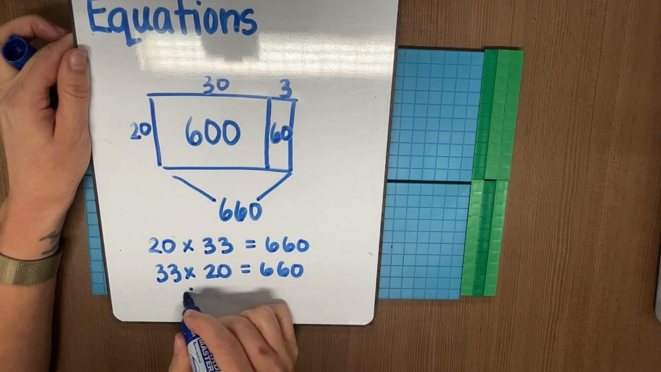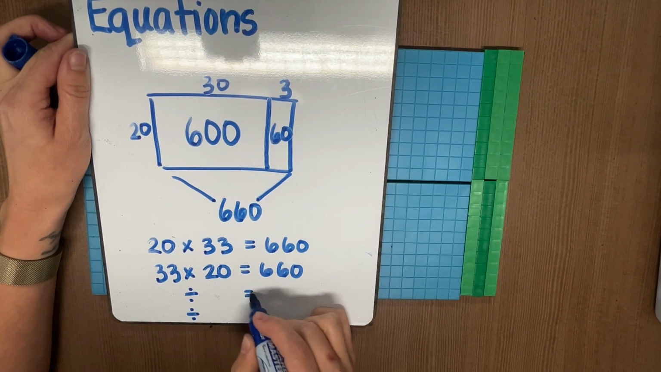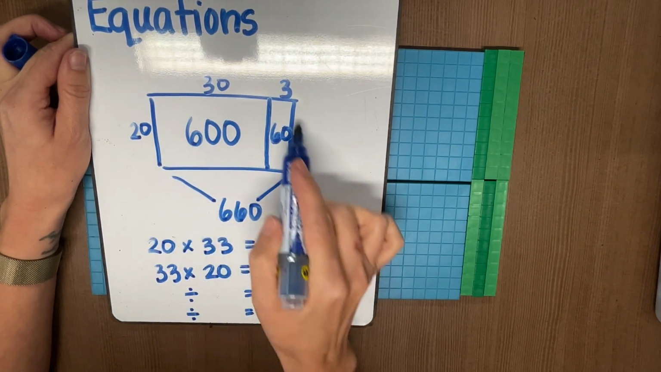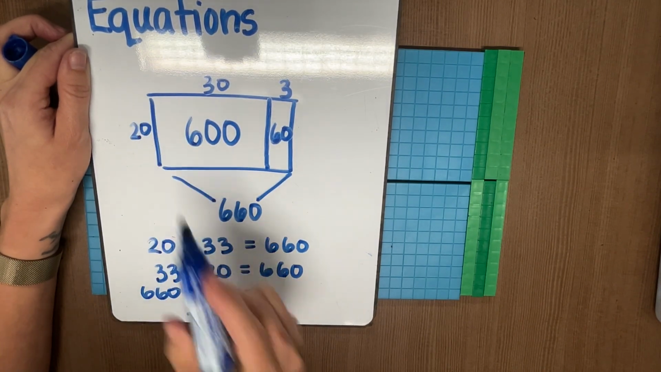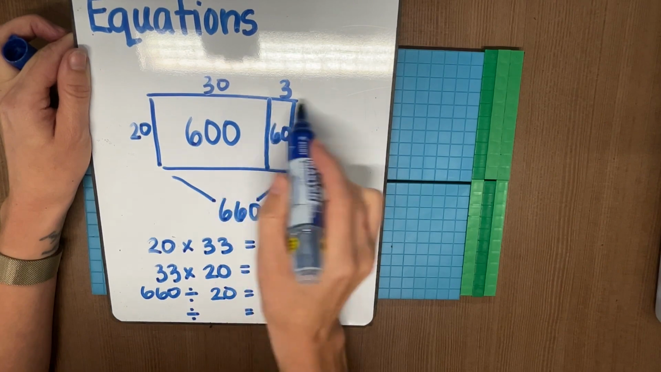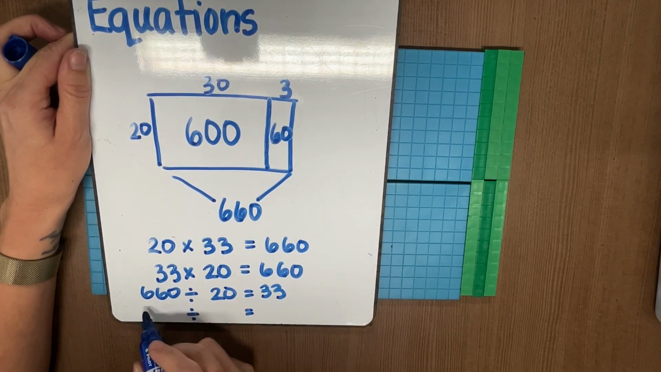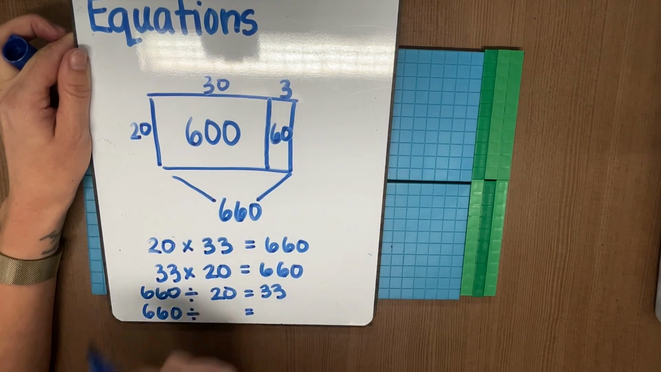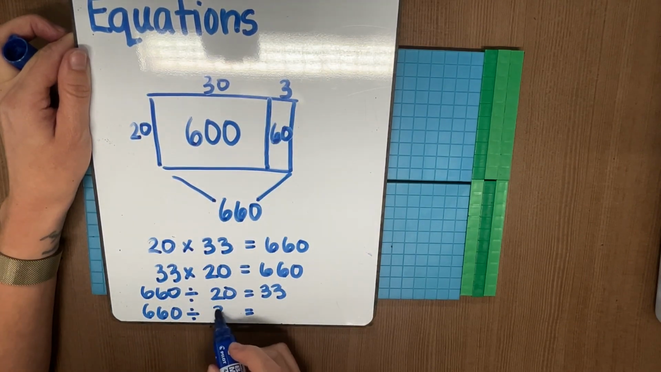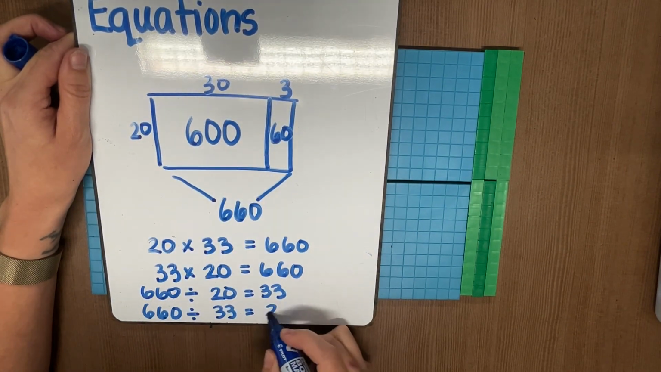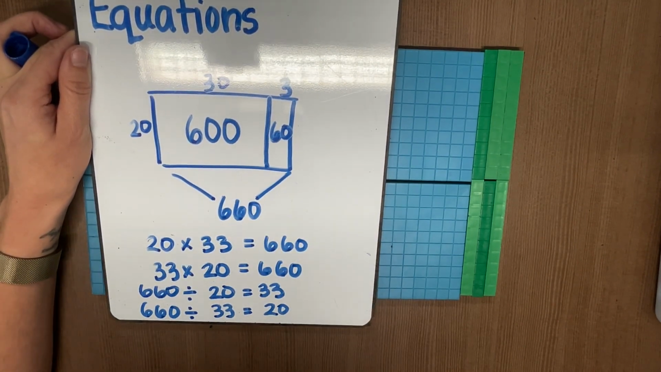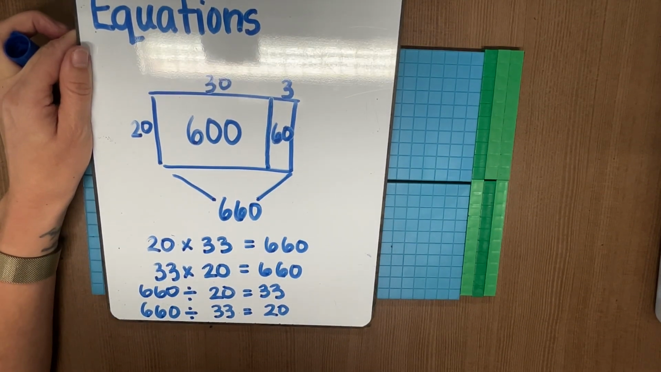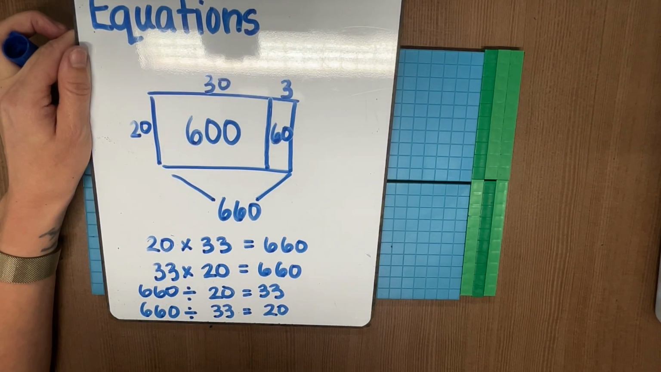What would the division problems be? Well, I have 660 as my area, and I could divide it by 20 to get 33. Or I can have the same 660 and divide it by 33 to get 20. Is there a way you could check if these equations are accurate? Could you use partial product or standard algorithm? Go ahead and check to see if our equations are correct.